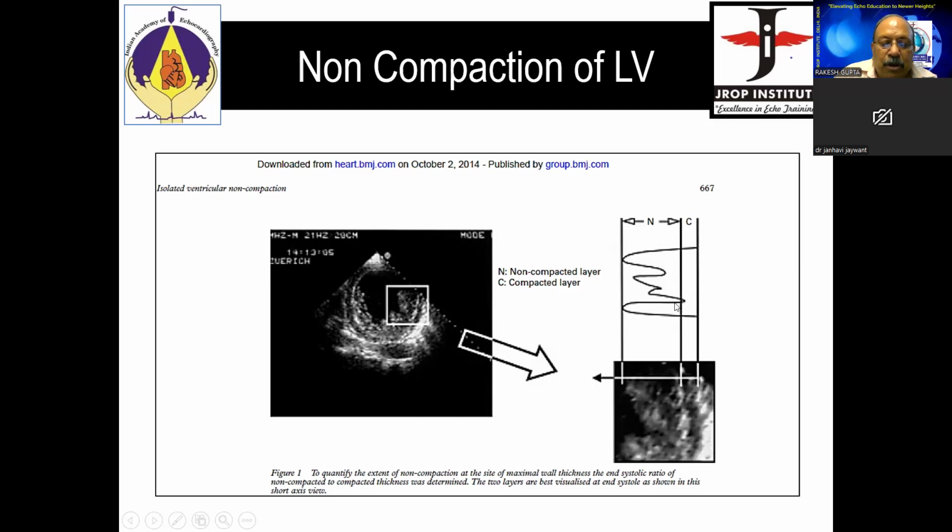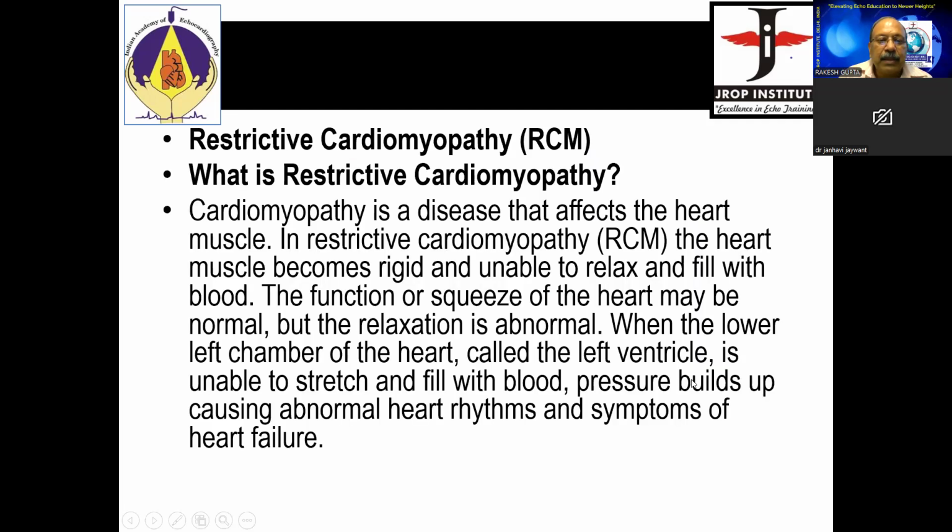The compacted versus non-compacted segment ratio has to be more than 2:1. So this is the non-compacted segment, and this is the compacted segment. Normally, we will not see this non-compaction. We will see only this segment in the normal state.